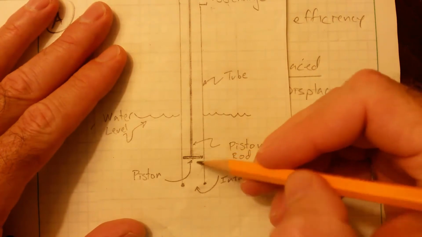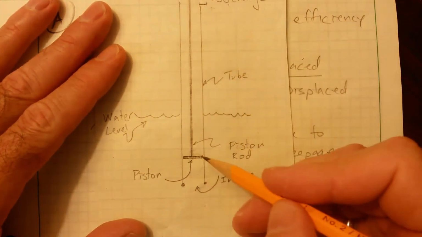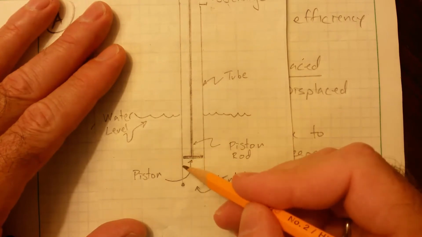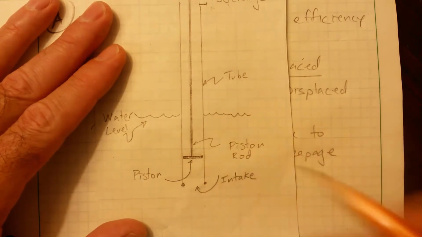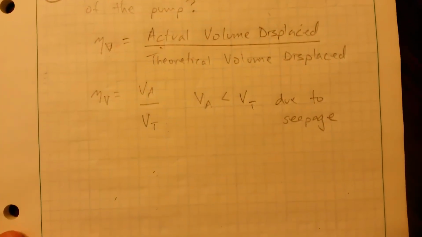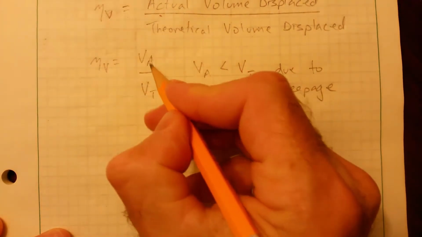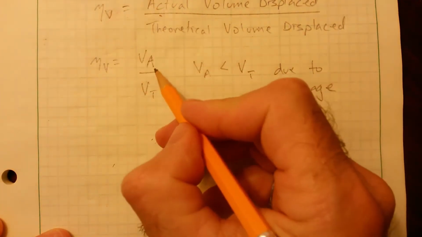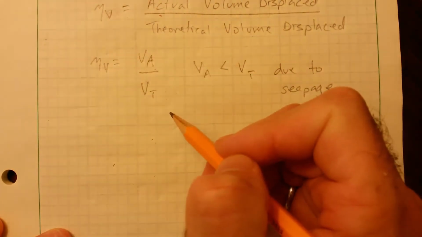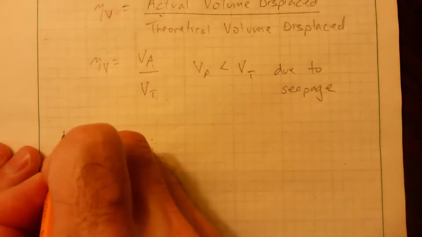What do I mean by seepage? What I mean by seepage is that as the piston is raised and water is pushed up out the discharge, some of the water seeps around the edges of the piston and also through the valve that's in the piston of an actual pump. So we have to figure out in a lab setting how we might determine the actual volume of water displaced and the theoretical volume displaced.